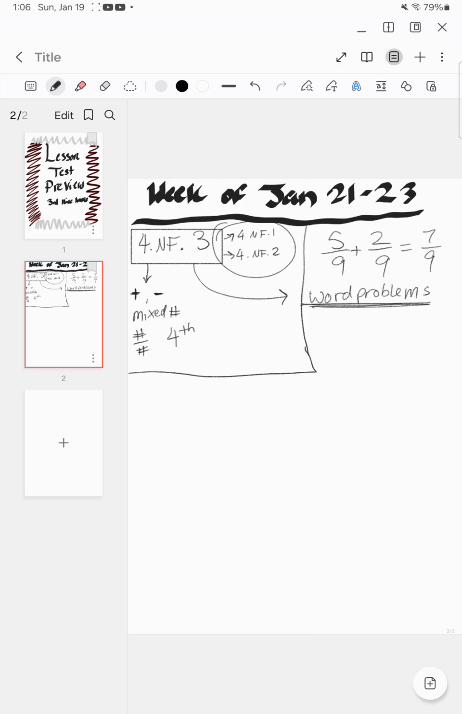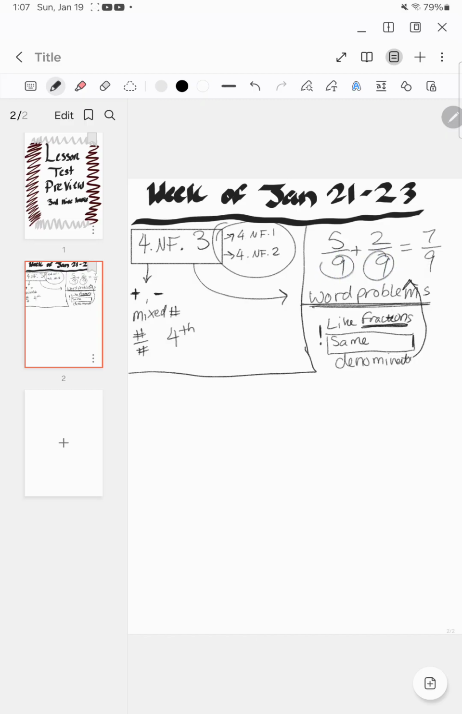So let's do the easy stuff first. The first thing is adding like fractions, and you need to know what a like fraction is. It's a lot like when they get older and they talk about like terms. It means they have something that is the same, something in common. With fractions, like fractions have the same denominator. Like up here, both denominators are 9.